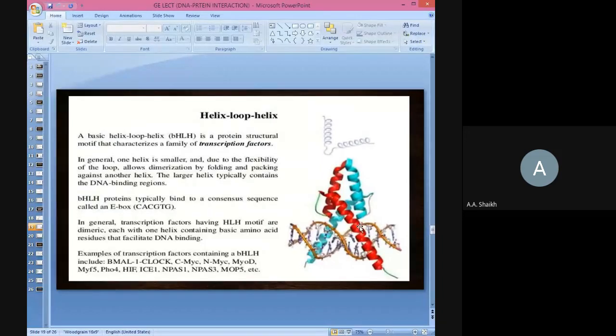Now the helix loop helix structure is the large structure as compared to the other. The structure which has a larger helix has the ability to interact with the complete DNA molecule, showcasing the properties of interacting with the consensus sequence CAC GTG. The other region is for proper folding and attachment.